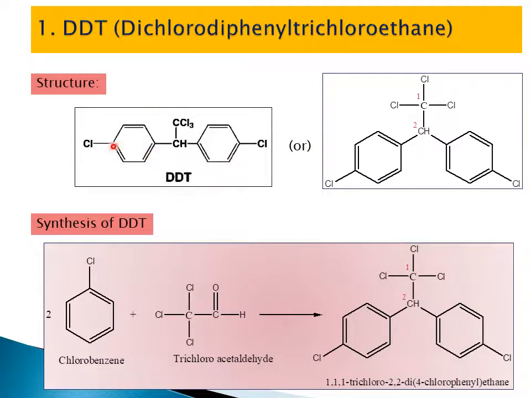This is the structure of DDT. This structure is also represented like this. In this structure, it consists of ethane, 2 carbon atoms, and the first carbon atom of ethane has 3 chlorines, and the second carbon atom has two dichlorophenyl rings. Two dichlorophenyl rings is nothing but DDT, which can be simply synthesized by using two molecules of chlorobenzene and one molecule of trichloroacetaldehyde.